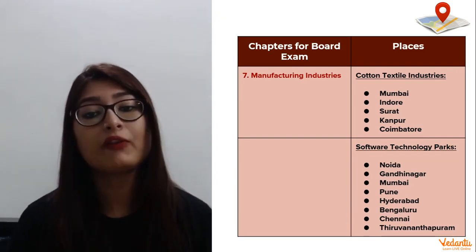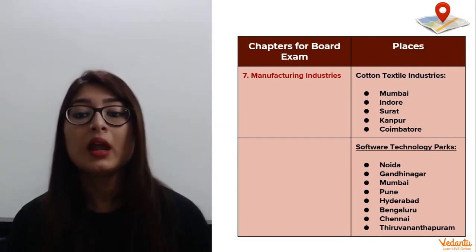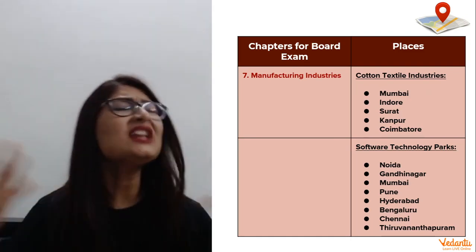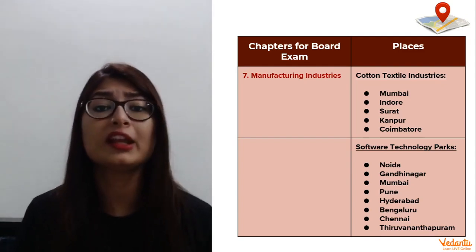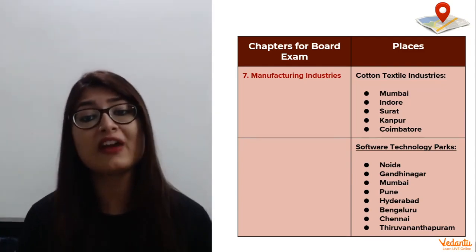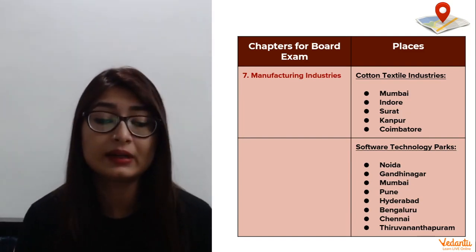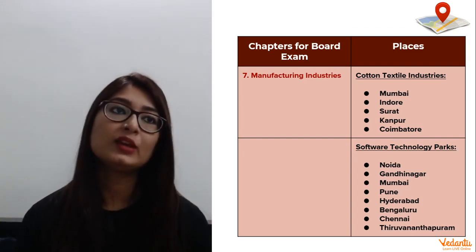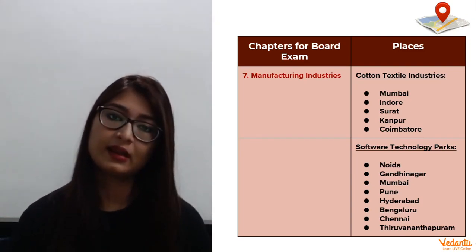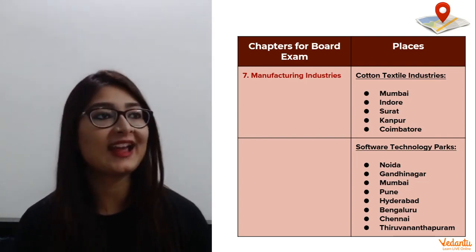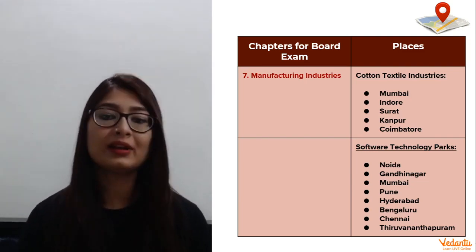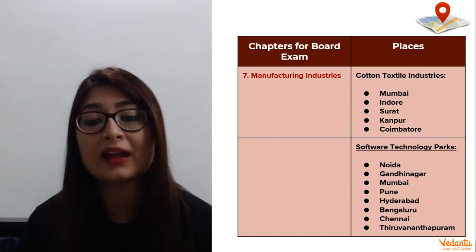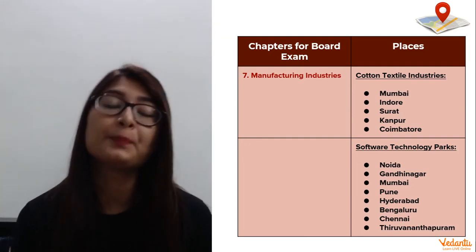Okay. So for manufacturing industries, for cotton, it will be Mumbai, Indore, Surat, Kanpur, and Coimbatore. The major industries, these are like huge manufacturers which even we have been aware of when it comes to cotton textile industries. And similarly for software technology parks, everyone has engineers in their life now, people working in IT and MNCs, and I think all of our relatives are actually placed in these cities, which is Noida, Gandhinagar, Mumbai, Pune, Hyderabad, Bangalore, Chennai, and Thiruvananthapuram. Okay.